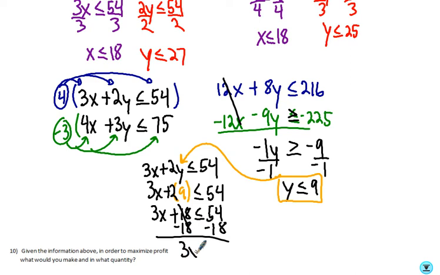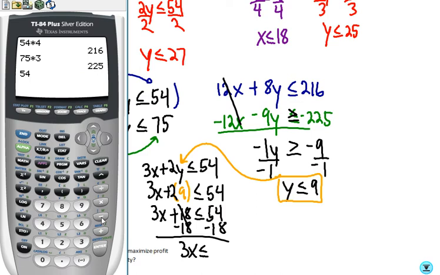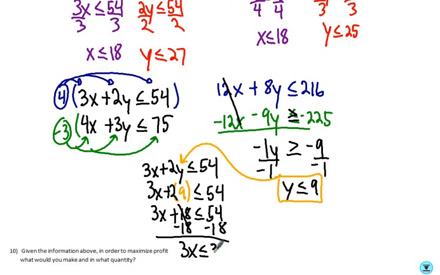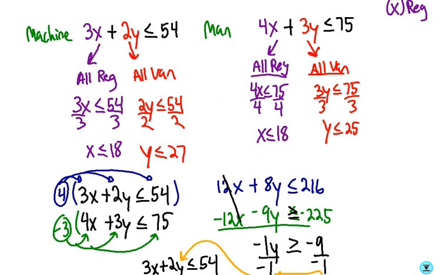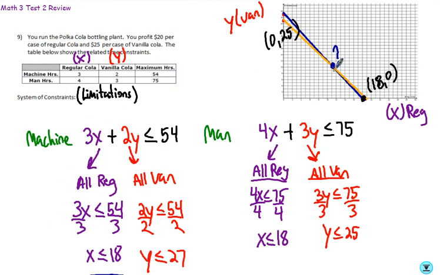So I got 3x is less than or equal to, and then 54 minus 18 is going to give me 36. And then if I divide both sides by 3, I get x is less than or equal to 12. Oh, okay, so that actually does check out. I thought that it looked like it was going to be at 12 on the x, and it was.